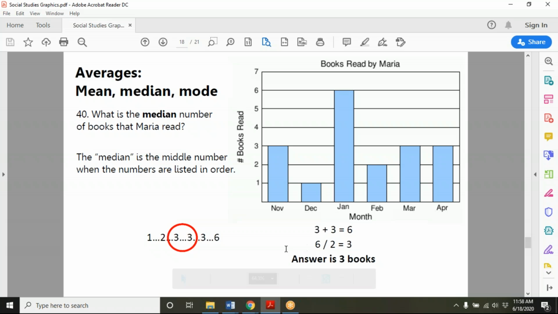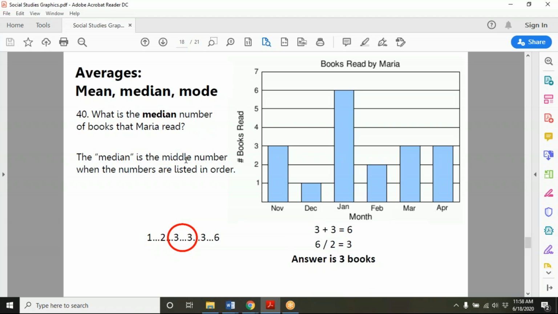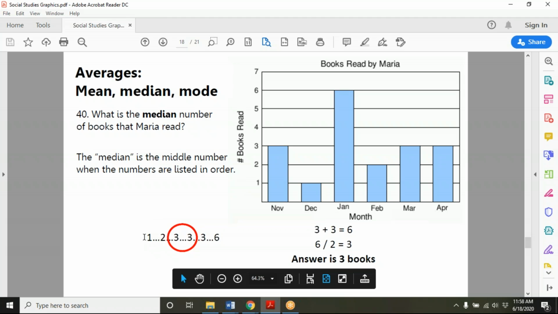Then there's the median. What is the median number of books that Maria read? It says the median is the middle number when the numbers are listed in order. Now, this is kind of a weird thing. It's maybe useful when you're talking about certain sorts of statistics. But you line up the numbers, right? December she reads 1, February she reads 2. There are 3 months where she reads 3, and then January she reads 6. So you line them up. What is the middle number?